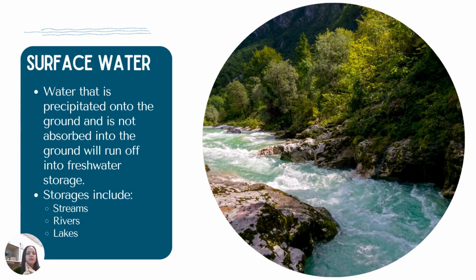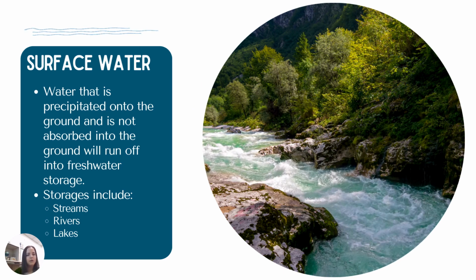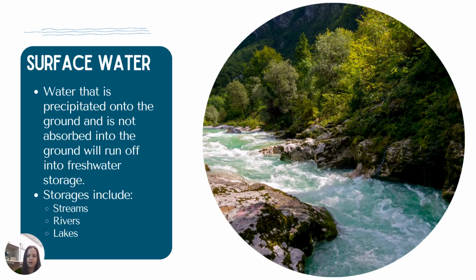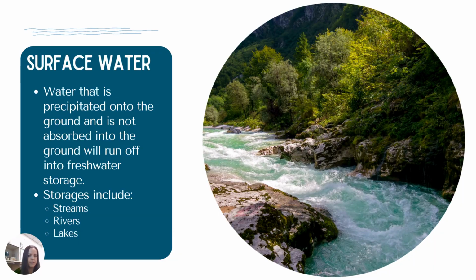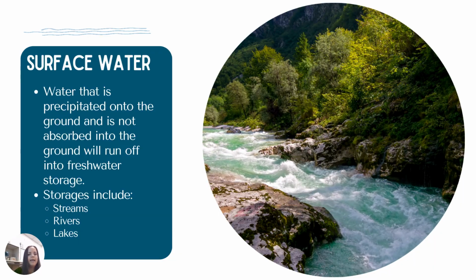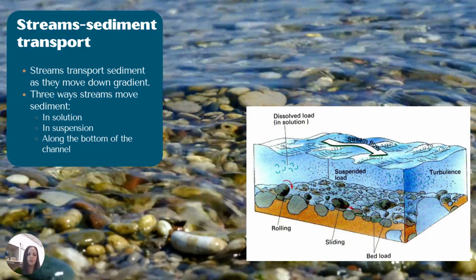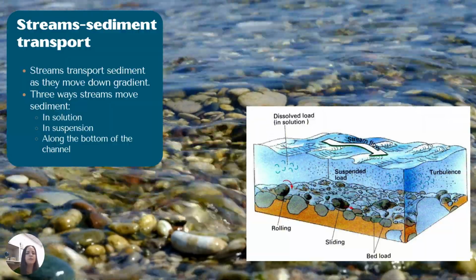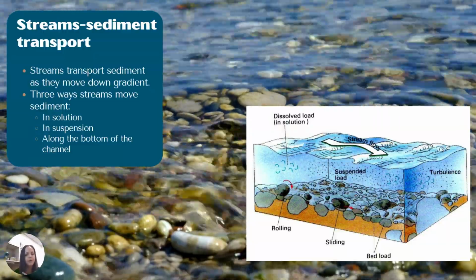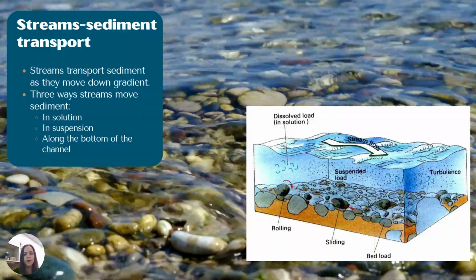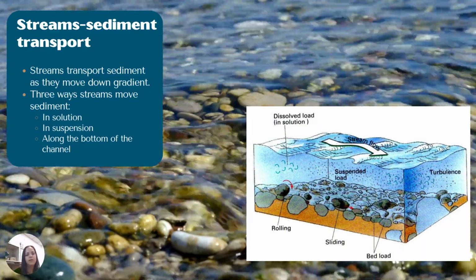When snow melts, glaciers melt, or we have precipitation, all of that ends up on the Earth's surface and is found in storage systems like streams, rivers, lakes, etc. Anything that's on the surface. In a stream, we have something called a sediment transport system, and this is how streams move sediment downstream. Streams are really important for moving sediment to create sedimentary rocks later on. There are three ways this can happen: in solution, in suspension, and along the bottom of the channel.